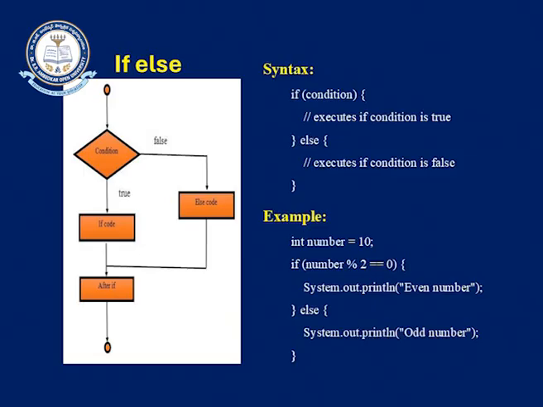You can see this is the example. Int number is equal to 10. If number modulus 2, here we are looking at the remainder, not the quotient, equals 0, then it is an even number, else it is an odd number. So we have an extra option to choose.